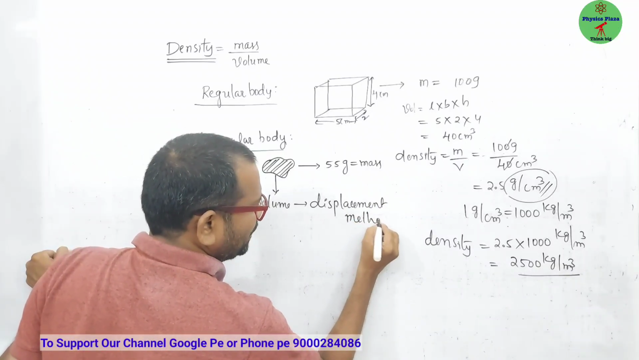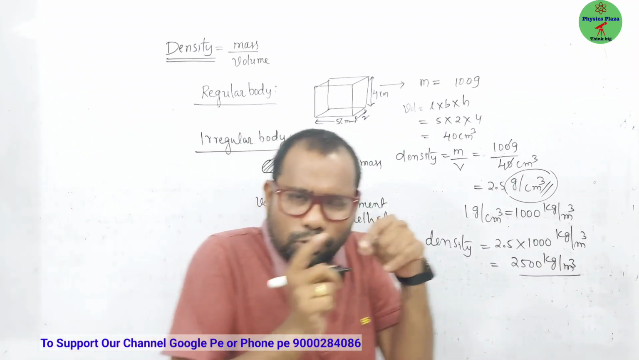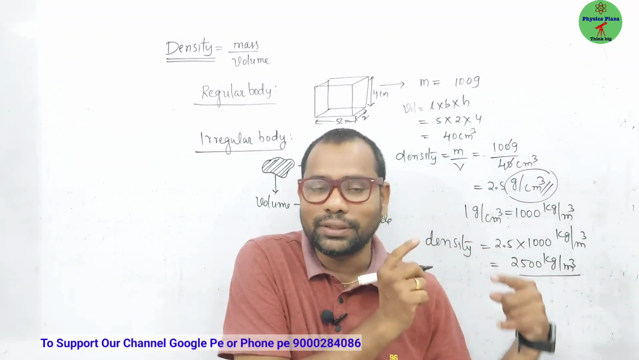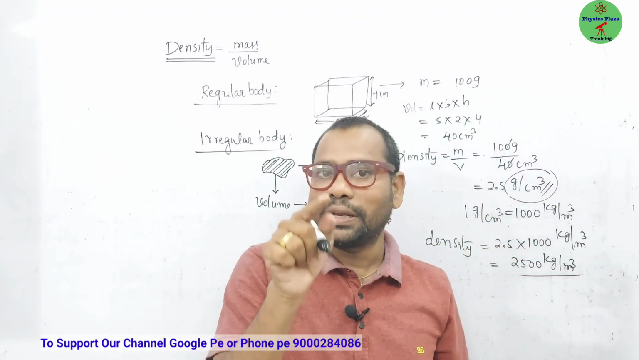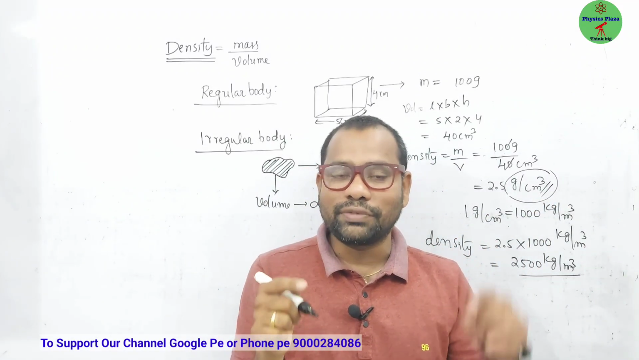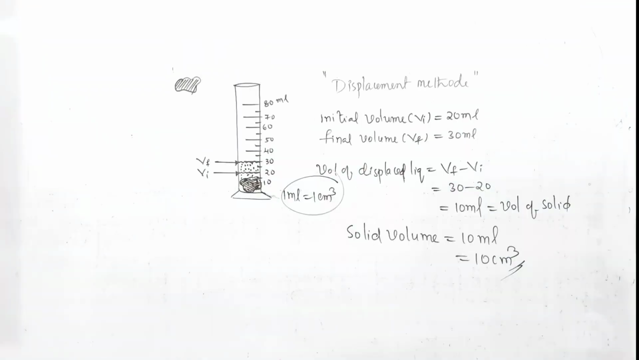Sir, what is this displacement method? Just go back to the video backward. When I was talking about the volume, there only I said this is very, very important, which we use to calculate the density of an irregular body. If possible, I'll try to place that photo on the screen also. You can look into that. So that is how we can calculate the volume of an irregular body.